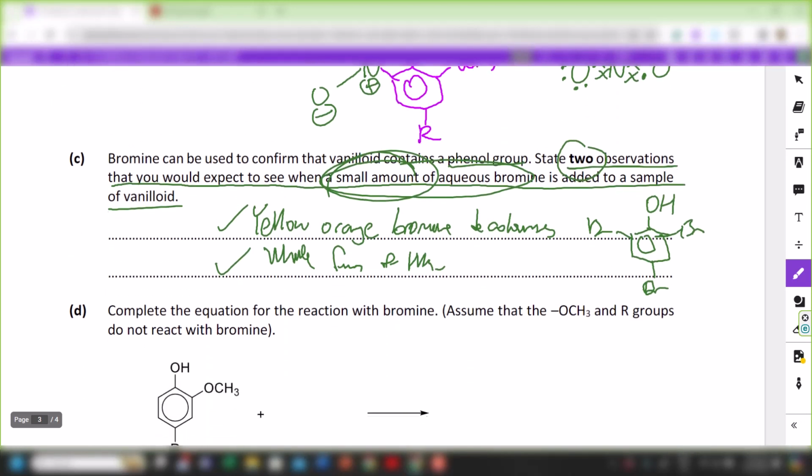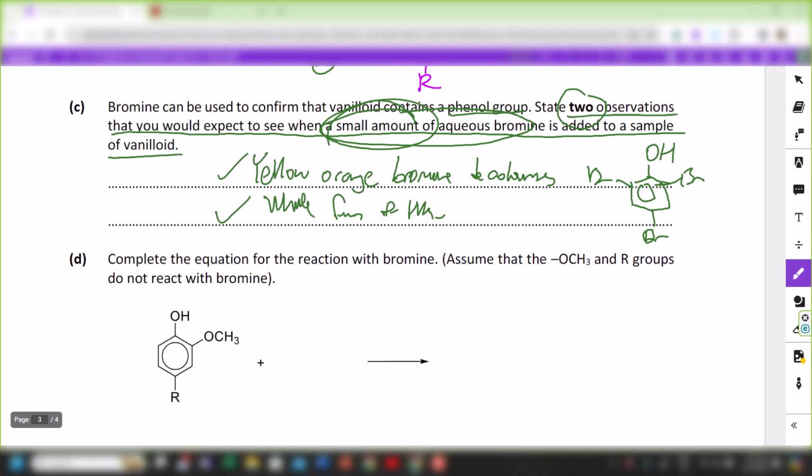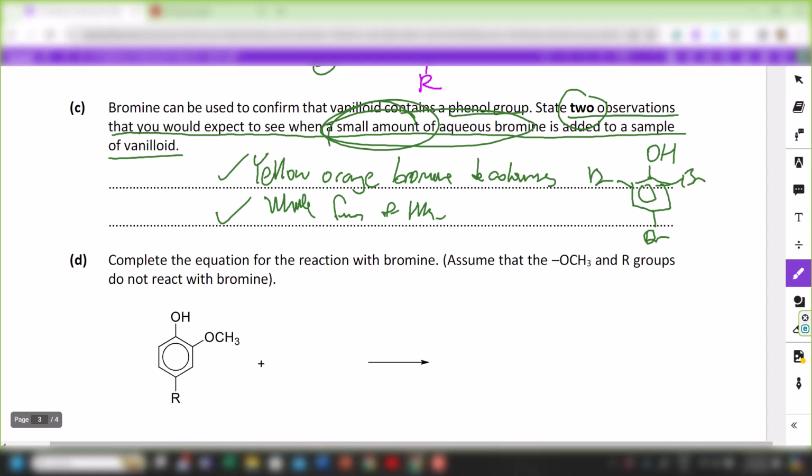Of course, it really depends on how Cambridge marks it. Probably they will accept even you saying that you expect white PPT to appear. I don't think they are very strict on this, but from a more practical perspective, I think the white fumes of HBr are likely to be more observable.